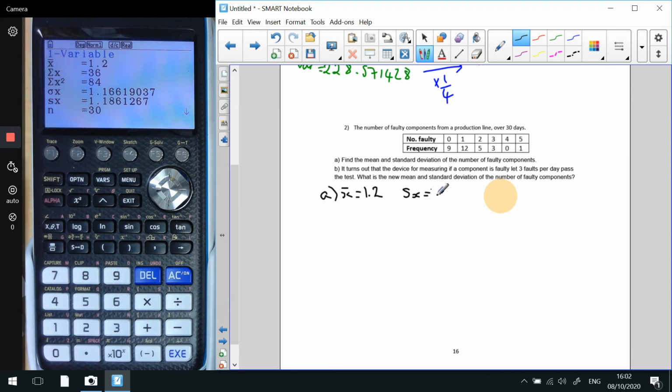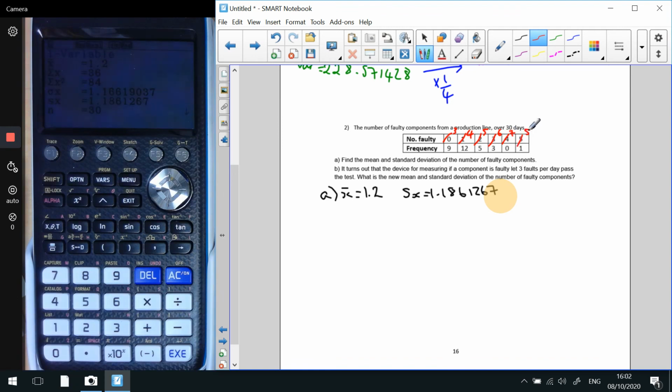So we end up with part A with a mean of 1.2 and a sample standard deviation of 1.1861267. Then it turns out it was actually set up faulty, and there should have been 3 extra faults per day. So instead of 0, we should have had 3 faults. Instead of 1, we should have had 4. Instead of 2, we should have had 5. Instead of 3, we should have had 6. Instead of 4, we should have had 7. Instead of 5, we should have had 8.